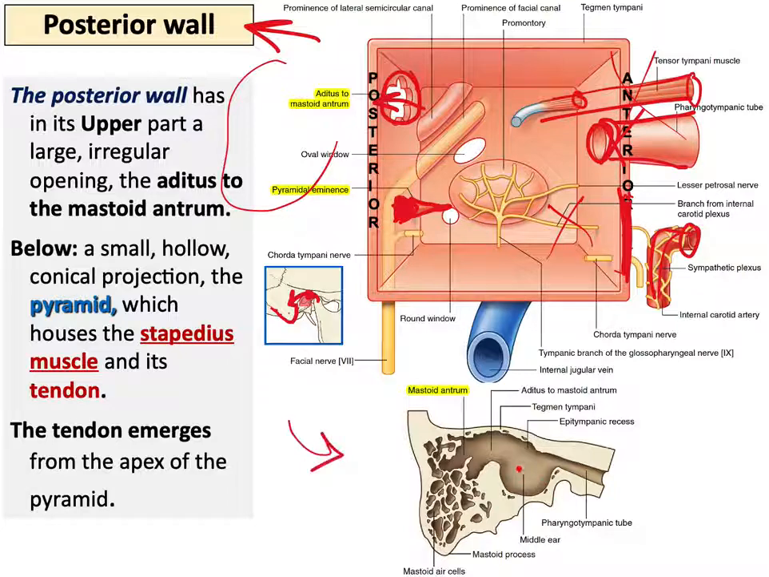Let us look here. So this is the cavity of the middle ear, and in the posterior wall, because you know this is the anterior wall that contains the pharyngotympanic tube, posteriorly you have the aditus to the mastoid antrum, right? Leading to the mastoid process and mastoid air cells. And you have this projection, which is the pyramid, for the attachment of a very small muscle, the smallest muscle in your body, the stapedius muscle.